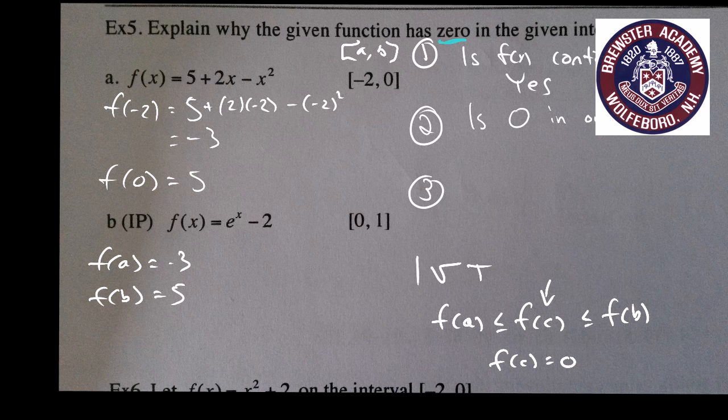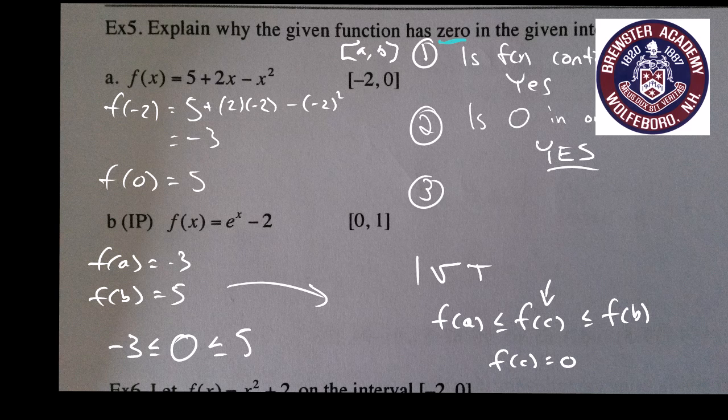So if we plug this back into our intermediate value theorem, we know negative 3 is less than or equal to our f of c, which is less than or equal to 5. And if our f of c is equal to 0, is it true that negative 3 is less than or equal to 0, which is less than or equal to 5? Yes. So that means 0 is on our interval.